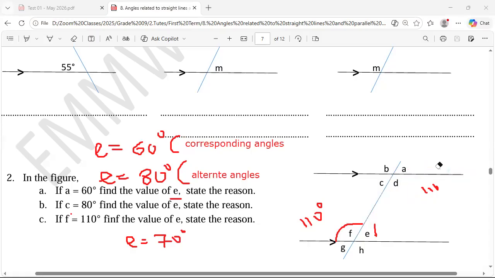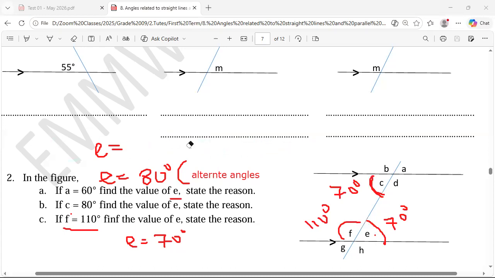Or there is another way, like this, right? If F is equal to 110, this is equal to 110. So by using the allied angle method, C should be equal to 70, right? Because F plus C equals 180. 110 plus 70 is 180. So if C is equal to 70, E is definitely 70 because the reason is alternate angles. So that's the way you are going to find it out. You have to write the reasons.